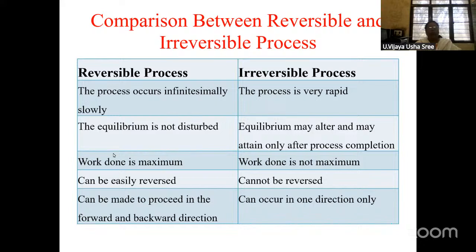And what happens in a reversible process? Work done is the maximum. In an irreversible process, work done is not maximum; the work is done, but it is not the maximum. A reversible process can be easily reversed. When you get this question, if you read this and are able to write it, at least you will attempt the question. And the same process cannot be reversed in the irreversible case, but can be in the reversible case.